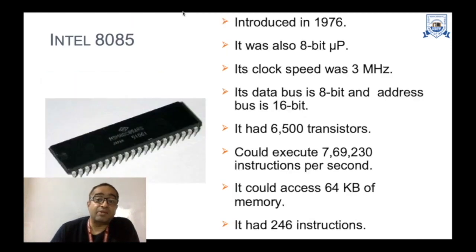Then in 1976, a new microprocessor was introduced, the 8085. The clock speed was 3 megahertz. Its data bus was 8-bit and the address bus was 16-bit. It had around 6,500 transistors and could execute 7 lakh instructions per second. It was able to access around 64 kilobytes of memory, and it has its own instruction set with 246 instructions in it.